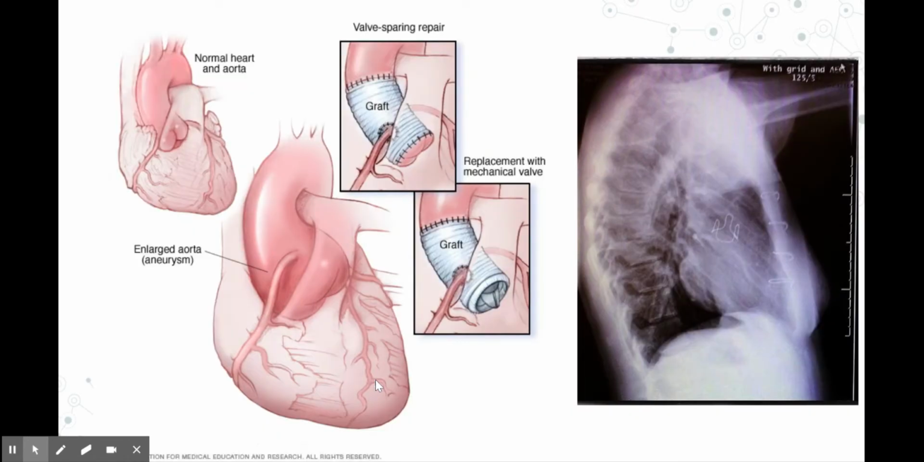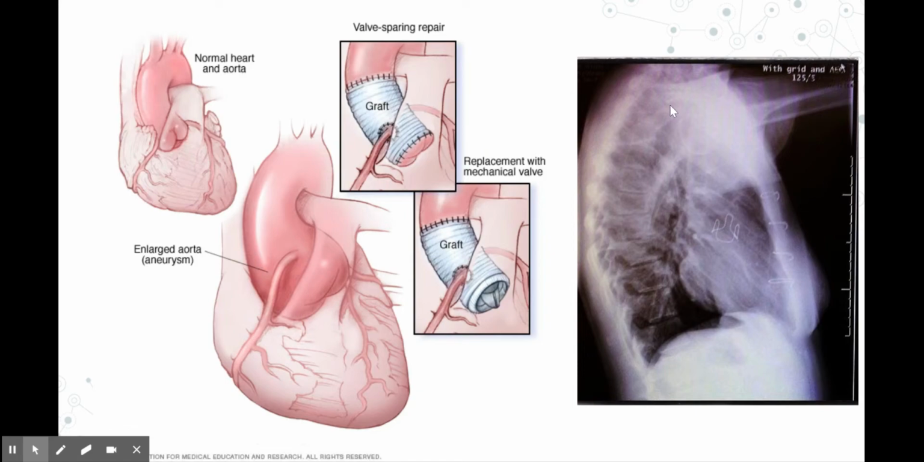This here would be an example of an aortic aneurysm. Here we have the normal 2.5 centimeter heart with the aorta, and here we have an enlarged aorta, an aortic aneurysm. The reason this is interesting to me is I actually had this condition.